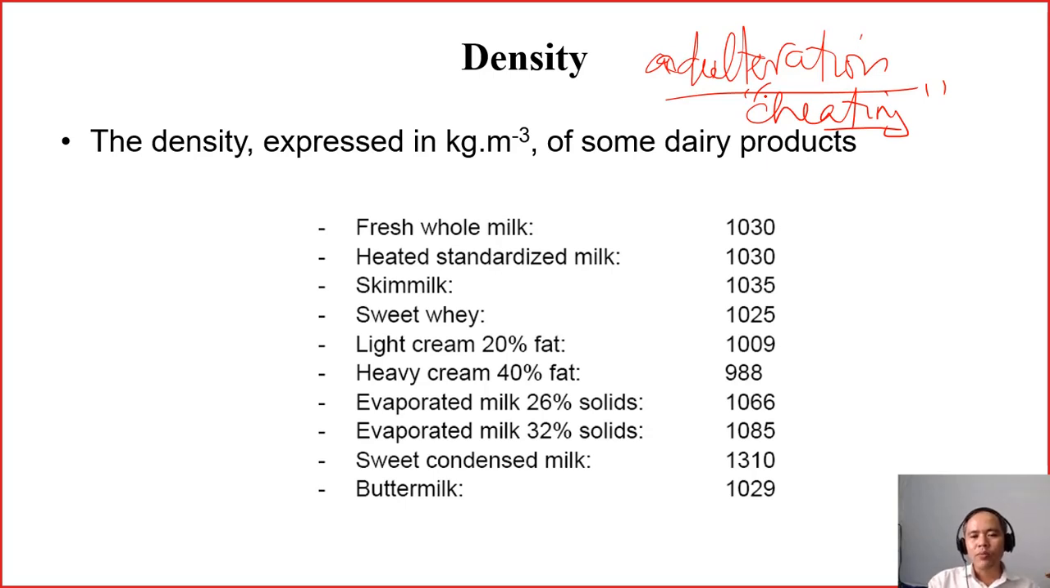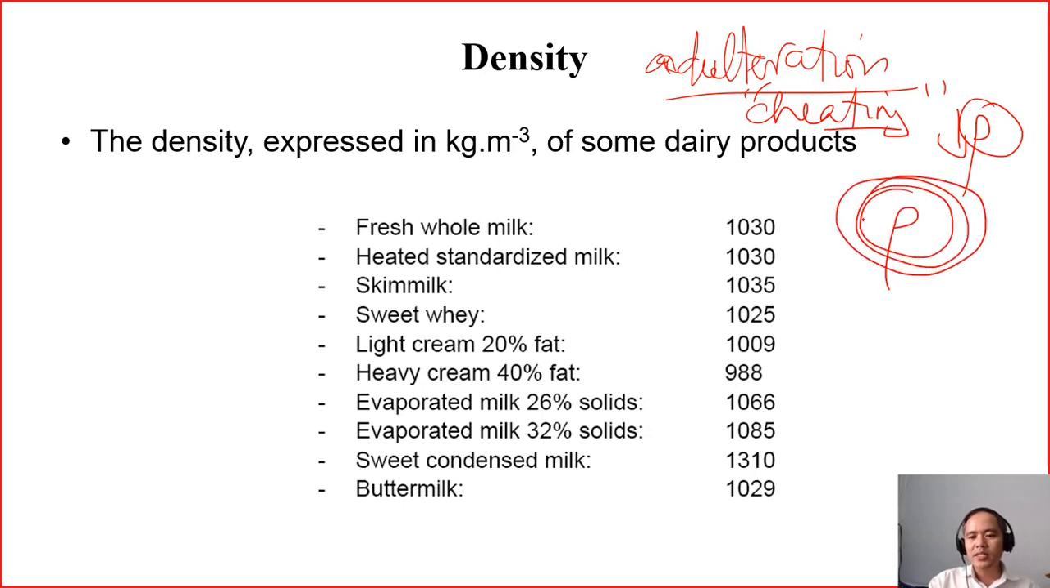But so we know that when adding water, we reduce the density. So if we just measure the density, and we see that the density is abnormally low, lower than normal, then we can guess that something is already wrong with this milk. That is why we study this chapter. And the table will list the density values of typical milk and dairy products.